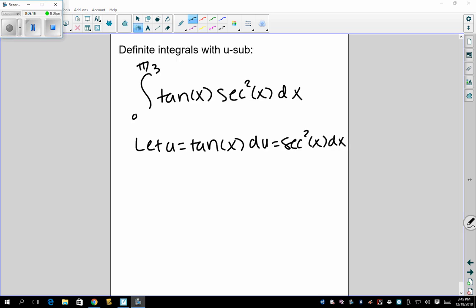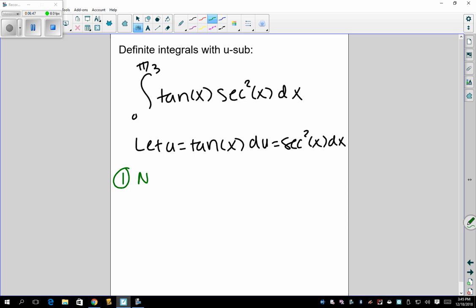So when we're dealing with definite integrals and U-substitution, we have to do a little bit of maneuvering with our bounds. In this first example, we're trying to evaluate the integral from 0 to pi over 3 of tan x secant squared x dx. I already gave you a hint: let u equal tan x and du equal secant squared x dx. There are two ways to do it. I'm going to write this first way in green.